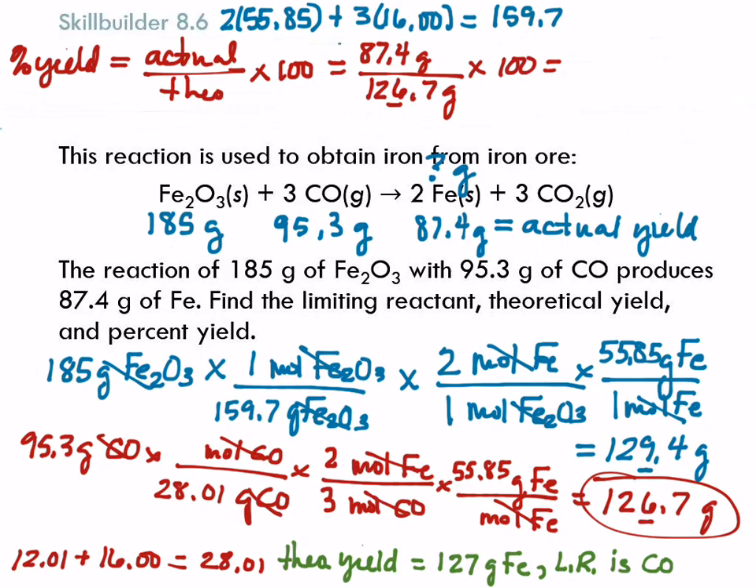So 87.4 divided by 126.7 times 100. And how many significant figures should this percent have? Should have 3. So it is 68.98%. When I round that, it rounds up to 69.0%. And that's the percent yield.